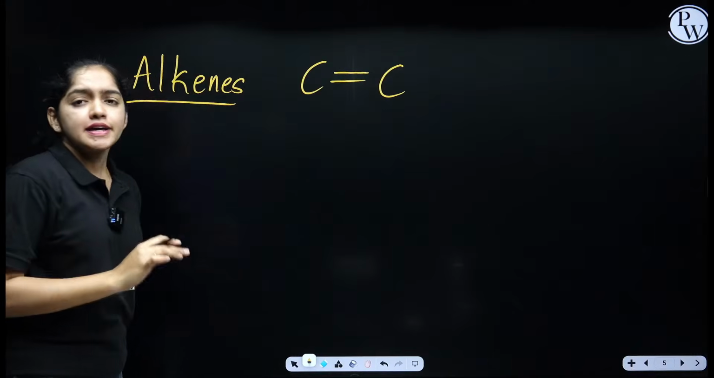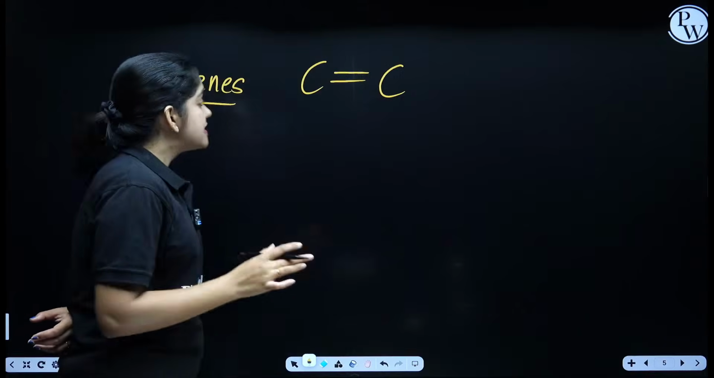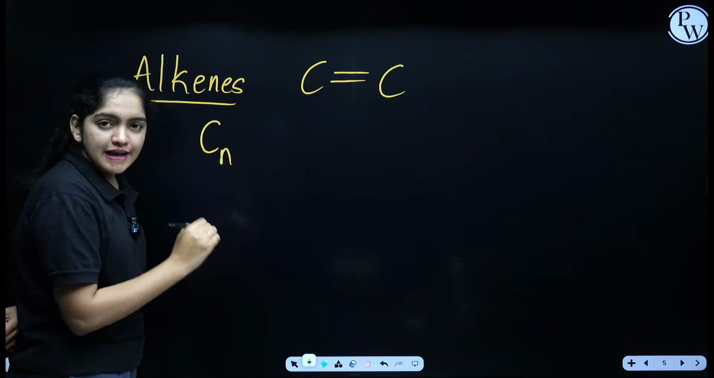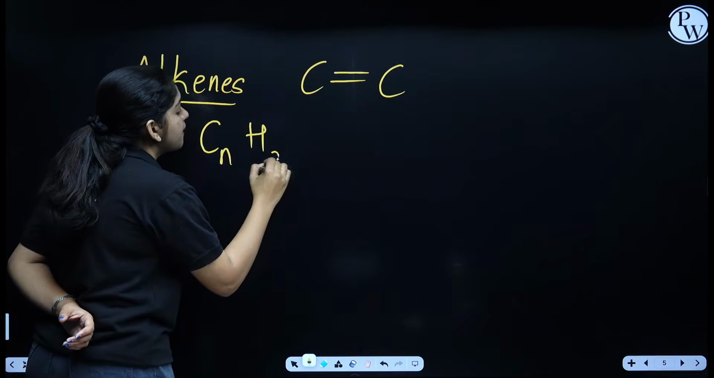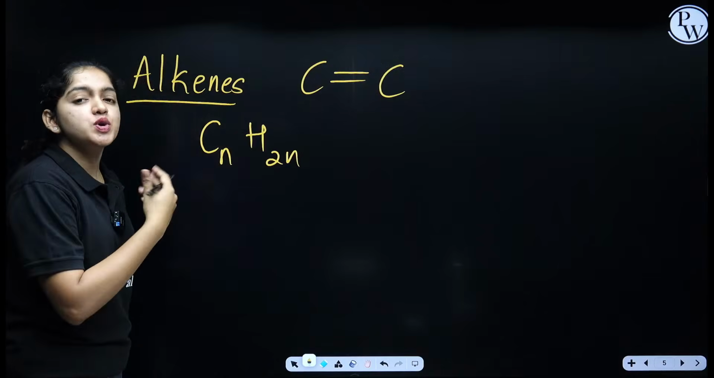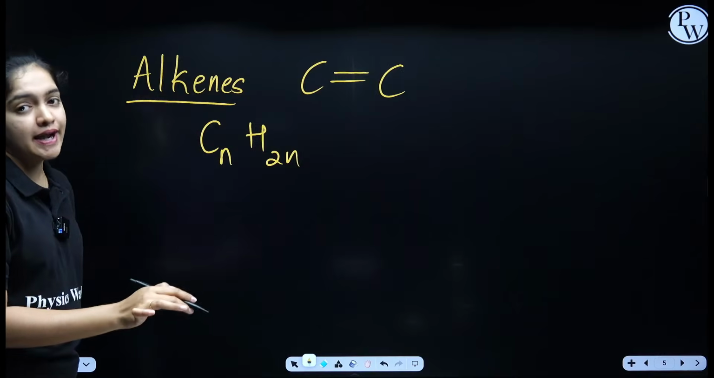Alkenes means what? Carbon, double bond, carbon. At least carbon, double bond, carbon is present. Okay. So, in the alkenes, the general formula is, the first main point is, if carbon is n time, hydrogen will be double the number of carbon, that is 2n. Carbon n time, hydrogen it will be 2n times. Is that okay? Now, the thing is that hybridization.